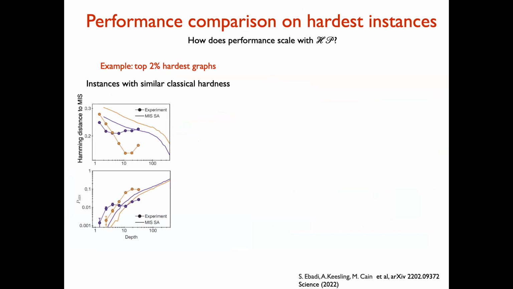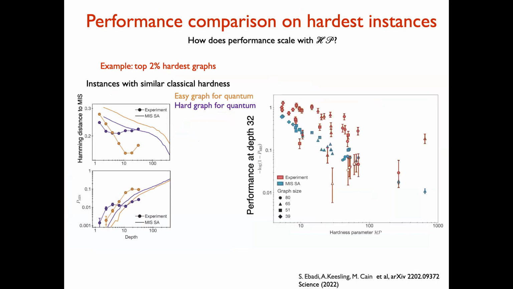Here are just two examples. Classically, all of these graphs are hard, so they all enter this kind of plateau. But quantum mechanically, sometimes these graphs are hard, but sometimes the quantum system just solves the problem. But again, these are just two instances. We need to look at many of them.